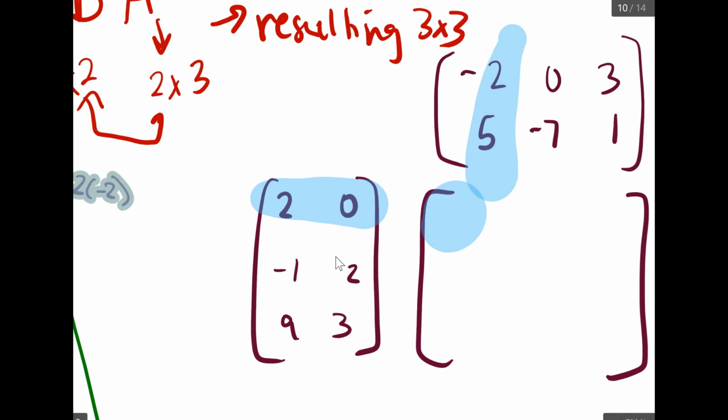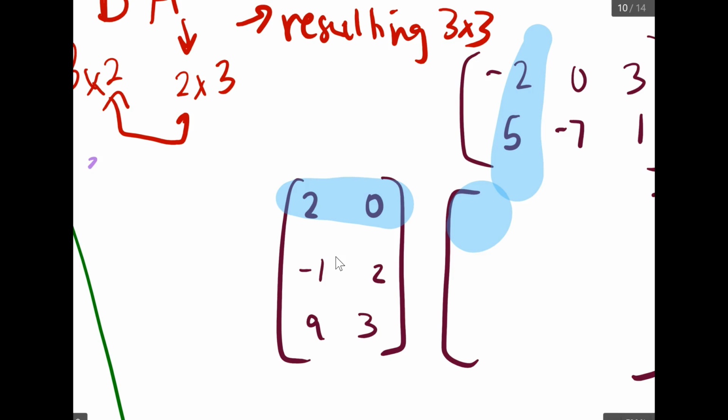Okay. So I'm gonna go across this first row, down the first column. So 2 times -2 plus 0 times 5. What will this be? -4. -4 goes right there. Awesome. Which way do you want to go? Do you want to go across? Let's just go across the first row.